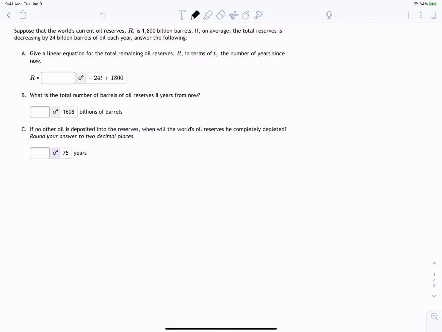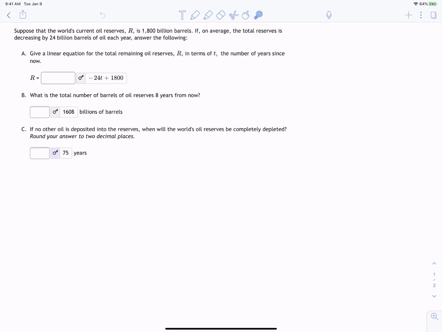Hi, in this example, we're going to discuss the linear model for barrels of oil. So suppose that the world's current oil reserve is 1,800 billion barrels. If on average the total reserves is decreasing by 24 billion barrels of oil each year, answer the following. Part A, give a linear equation for the total remaining oil reserves in terms of T, the number of years since right now.